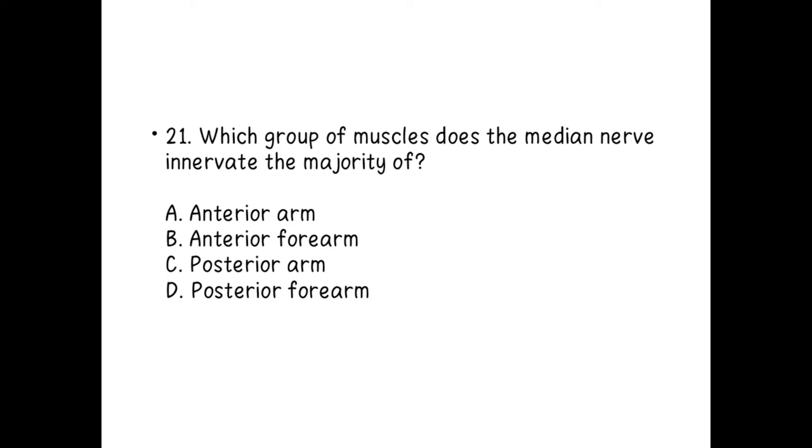So the right answer to this question is, first of all, let us just try and eliminate. Now A, anterior arm, is made up of three muscles: the biceps, the brachialis, and the coracobrachialis. These three muscles are all innervated by the musculocutaneous nerve. So A is wrong. D, posterior forearm, is by the radial nerve. The posterior arm is by the radial nerve. The right answer here is the anterior forearm.